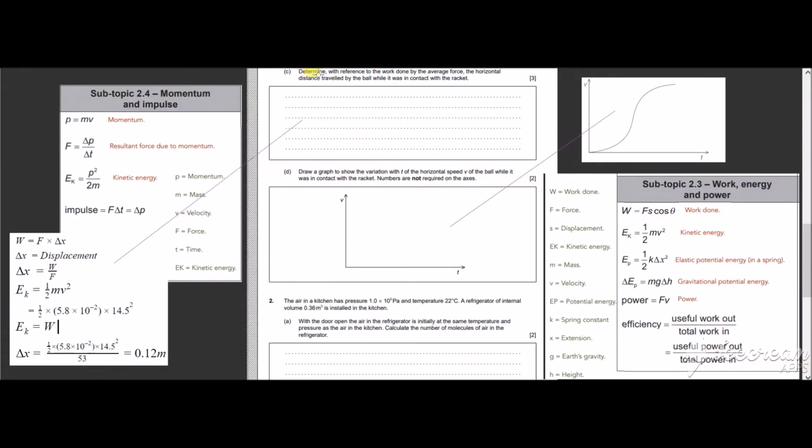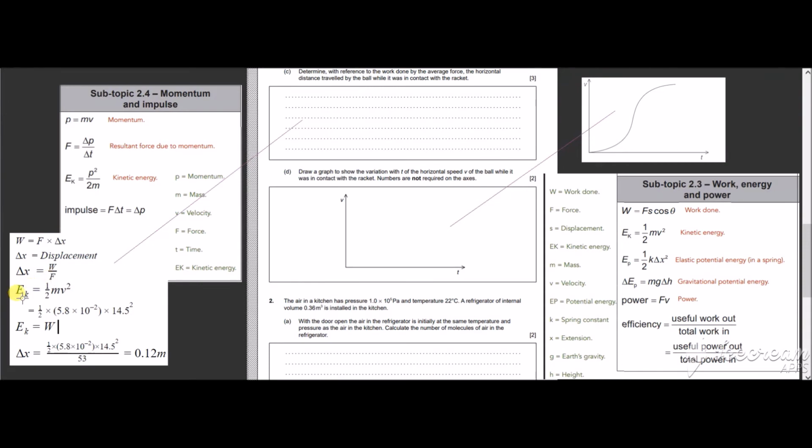Question C. Determine, with reference to the work done by the average force, the horizontal distance traveled by the ball while it was in contact with the racket. So to solve this question, we'll use this equation here, where the work done is equal to force times displacement. Delta x is the displacement here. Since we're supposed to find the distance traveled by the ball, we will rearrange the formula for delta x. So displacement will be equal to work done over the force.